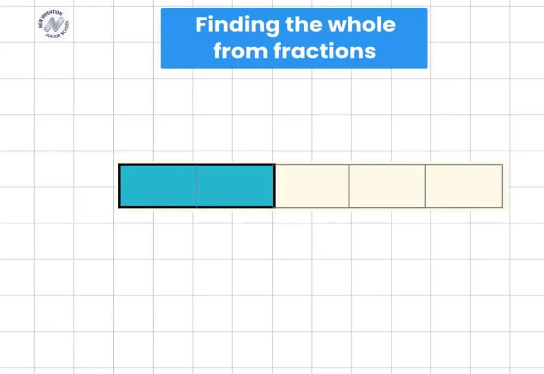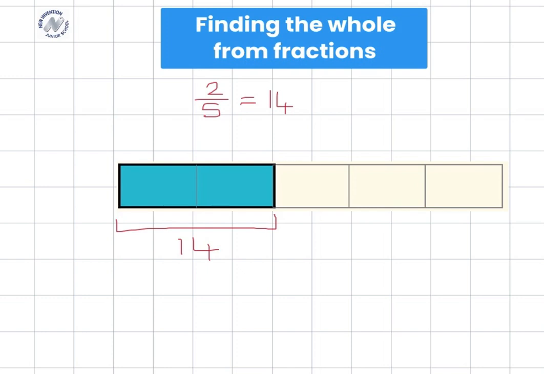This morning, Year 6, we're going to be finding the whole from fractions. A review, recap of yesterday. So in this example, my whole has been split into 5. I have fifths here. Now I'm going to say to you that 2/5 is equal to 14. So if I label that on there, those 2/5, those two pieces, are equal to 14.